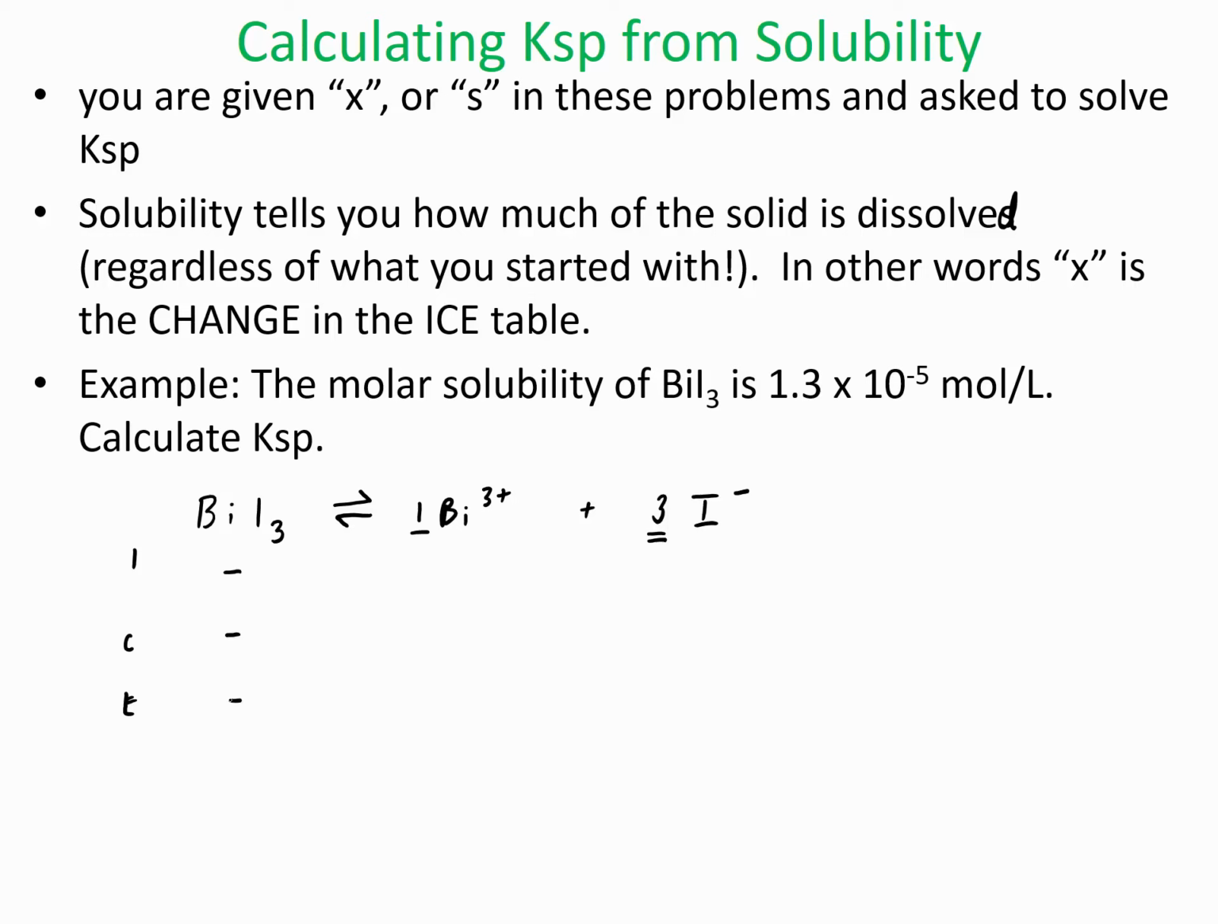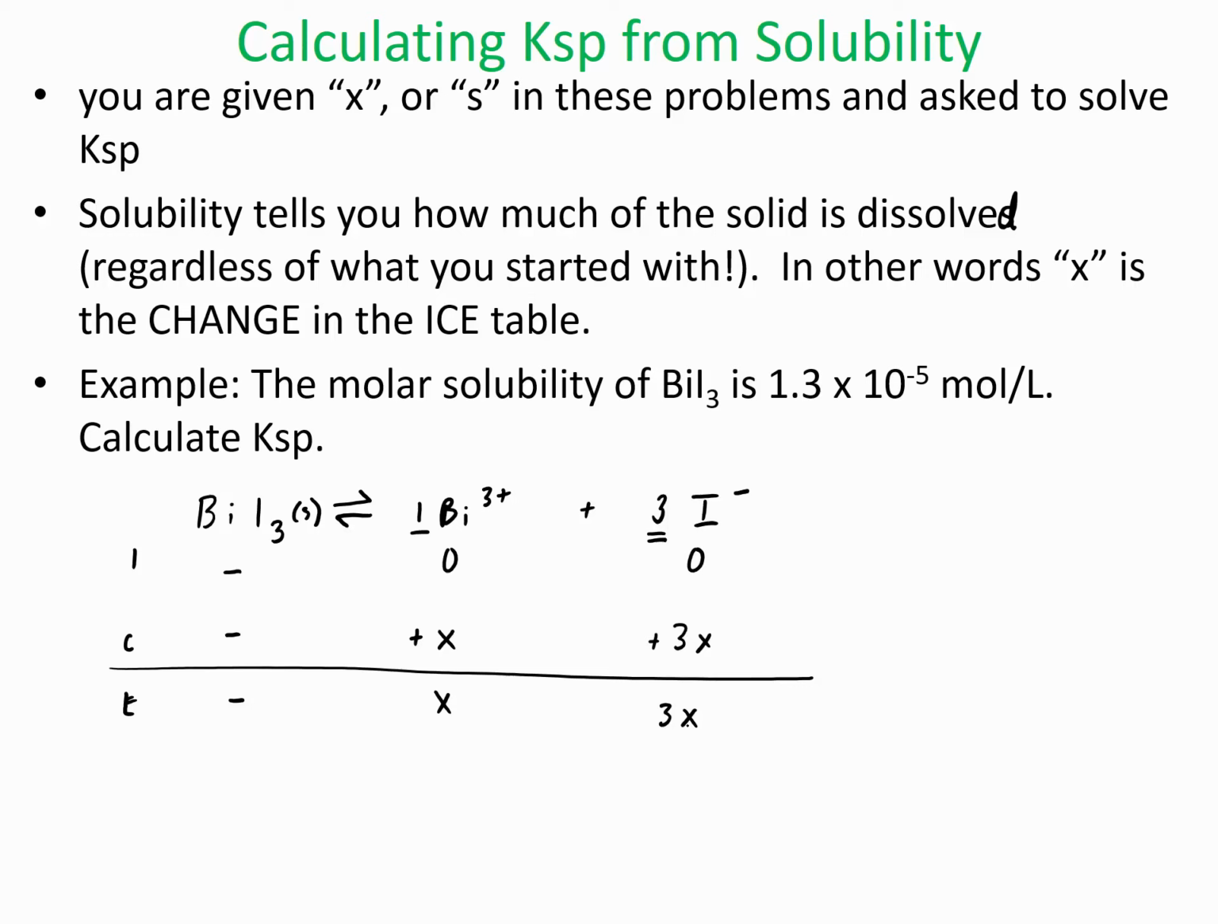We're going to go ahead and X out our solid in our ice table, since the amount of solid is not going to have any effect on the equilibrium. This is going to be 0. This is 0. The amount of iodide ions goes up by 3x, whereas the bismuth ion goes up by 1x. So at equilibrium, bismuth will be x, the iodide ion will be 3x plus 0.